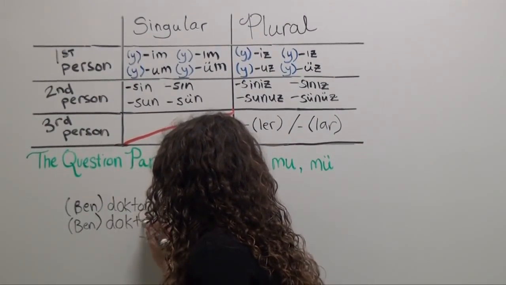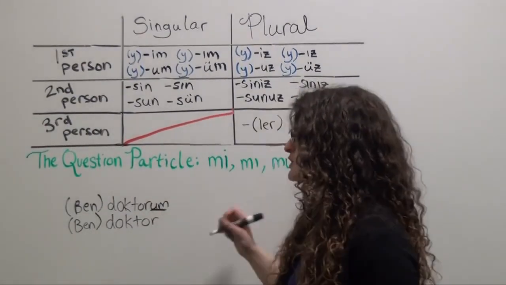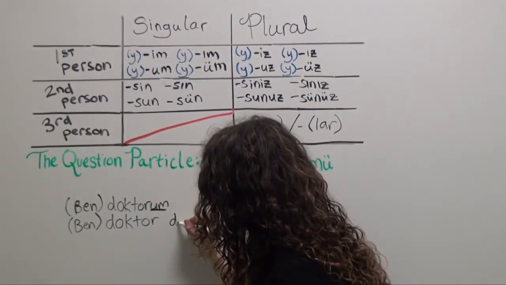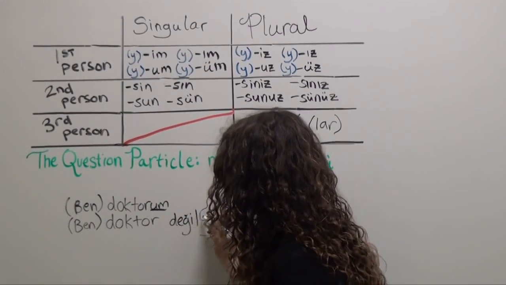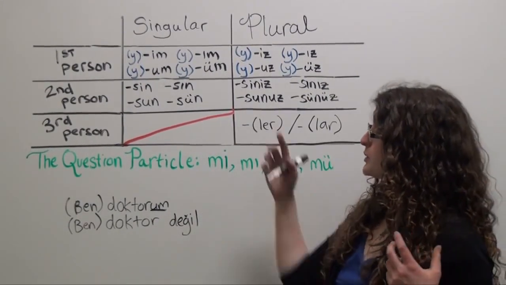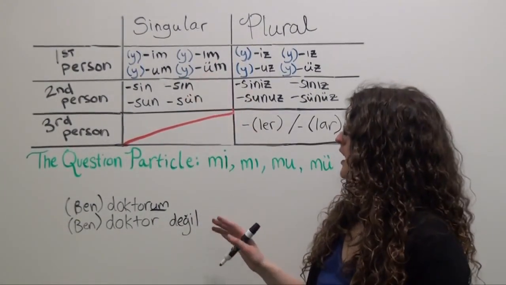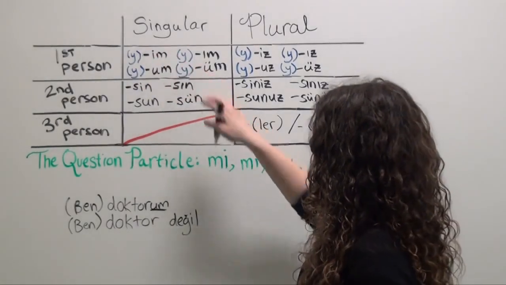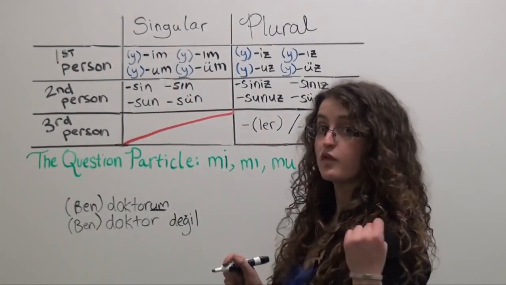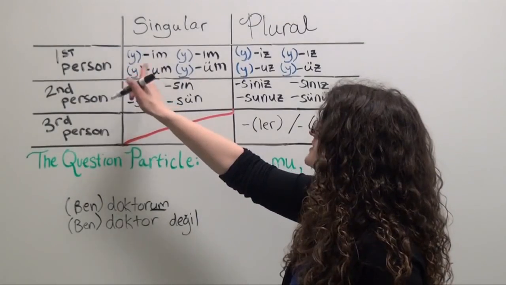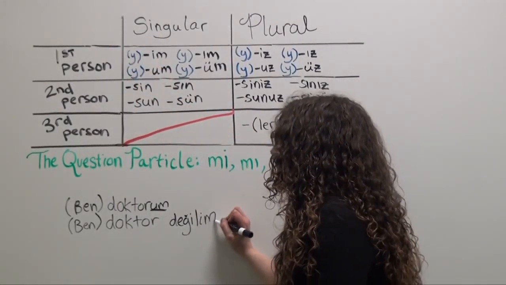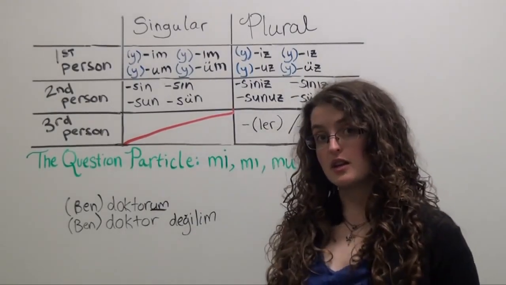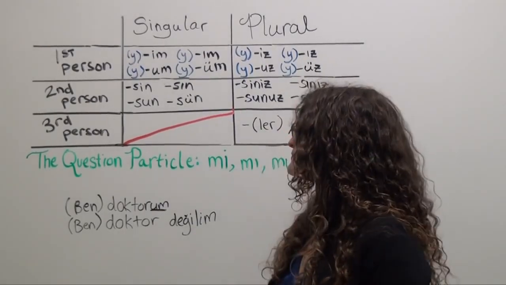If you want to say, I am not a doctor, ben doktor. Then you add the Turkish word for not, değil. And then add your personal suffix in the first person singular to değil, according to the rules of four-way vowel harmony. So you're going to choose im. Ben doktor değilim. But what if you want to ask the question, am I a doctor?